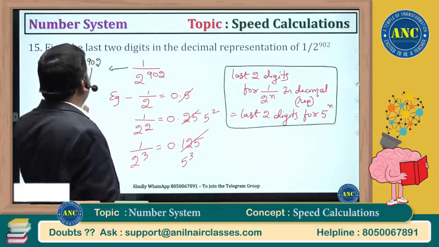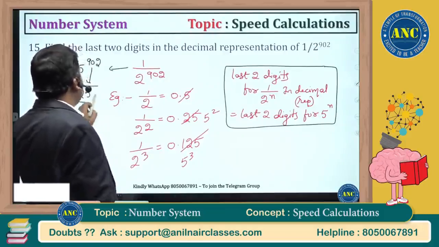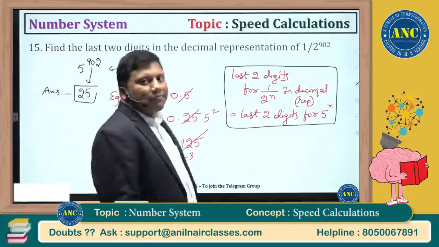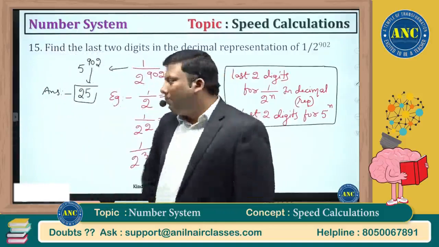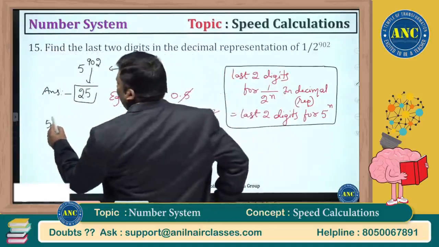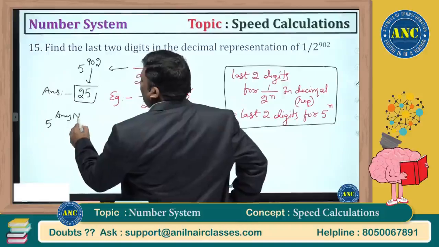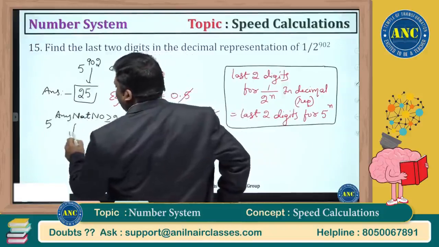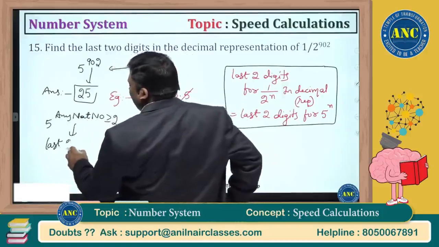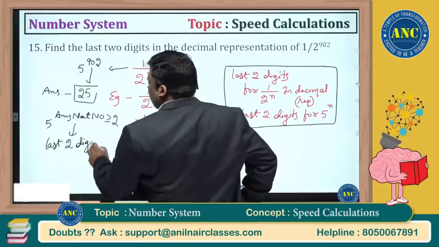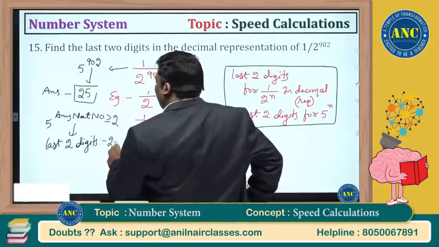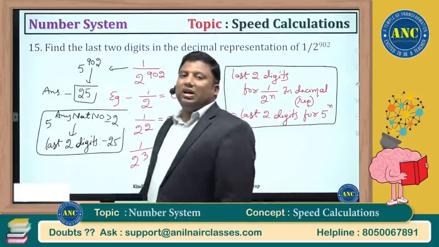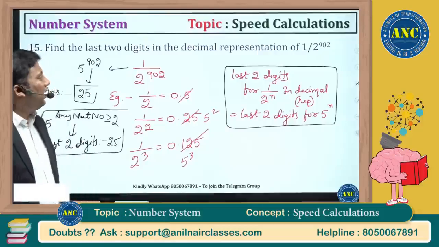902 is an even number and the number is a perfect square. Answer is nothing but 25. For 5 power any natural number greater than or equal to 2, the last two digits will be 25. 5 cube is 125. 5 power 4 is 625. 5 power 5 is 3125. I hope the idea is clear.